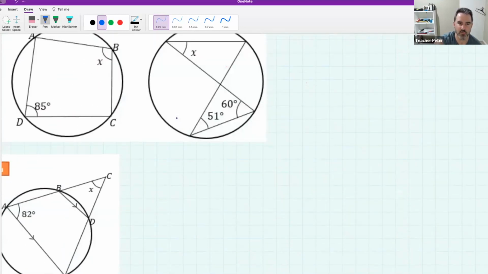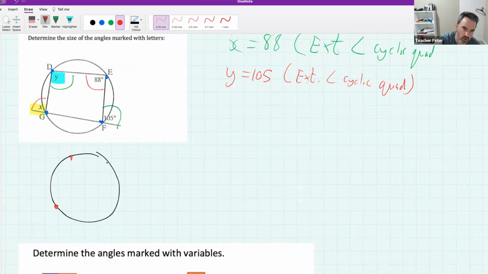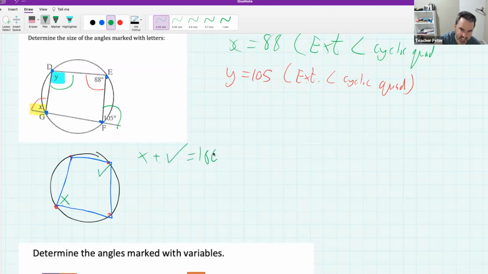So everyone, let's just do a little bit of review to end today. What are the main ideas that we dealt with? We dealt with the idea that something is a cyclic quad if the vertices are all on the circumference of a circle. We dealt with the fact that opposite angles in a cyclic quad add up to 180. We also dealt with the fact that the exterior angle of a cyclic quad is equal to the interior opposite. So basically this angle over here will be equal to that one.